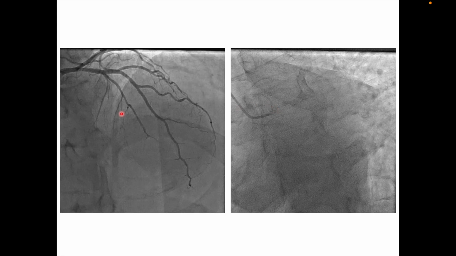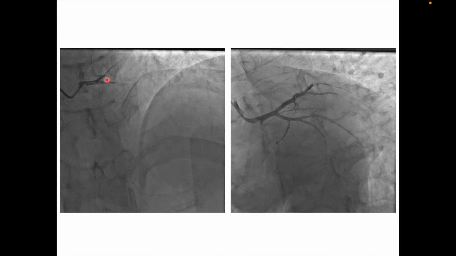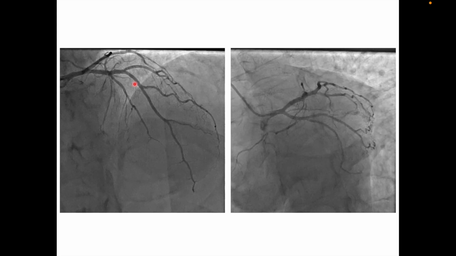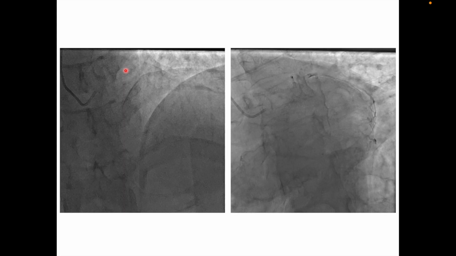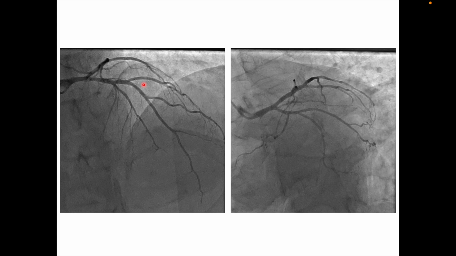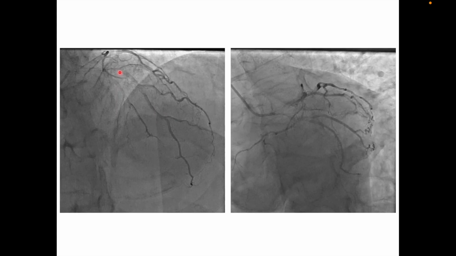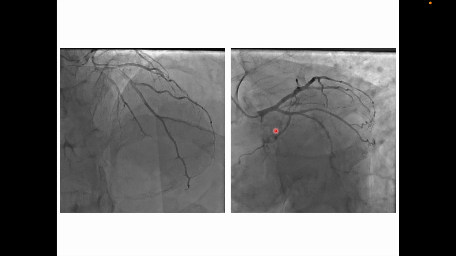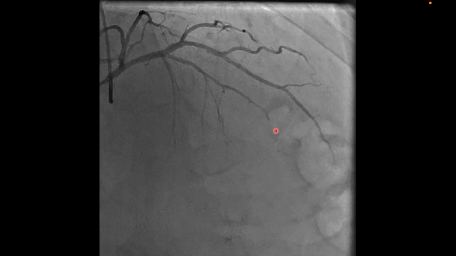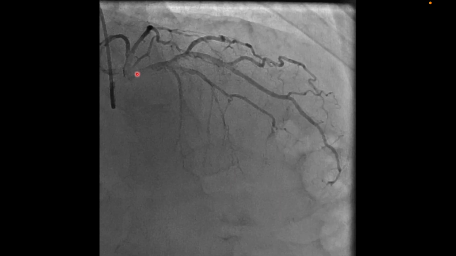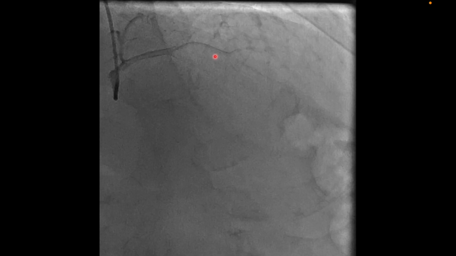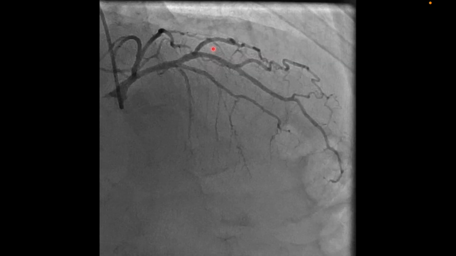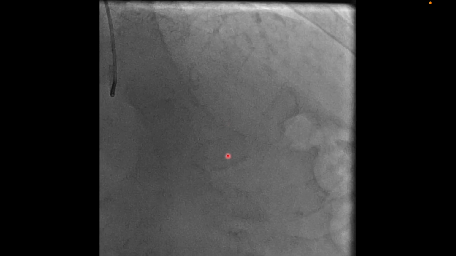On the cranial view, you can see again that in the mid LAD, just after the diagonal takes off, you can see there is slight irregularity or minor disease here. But there is nothing much really. If you see this magnified view, there is minor disease here in the proximal LAD, and you can say that there is minor disease between these two diagonals, but nothing more than that.